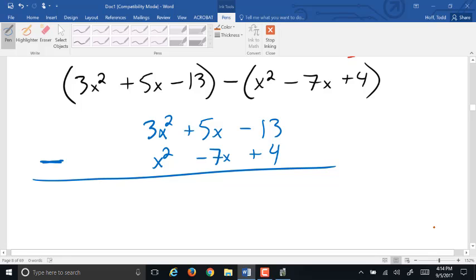Okay, so we write these out again, lined up vertically. One thing we notice here is that this is just an x squared. Remember, that's really a 1x squared. So here we've got negative 13 minus 4, which can be changed to a negative 13 plus a negative 4, which is negative 17. Good.